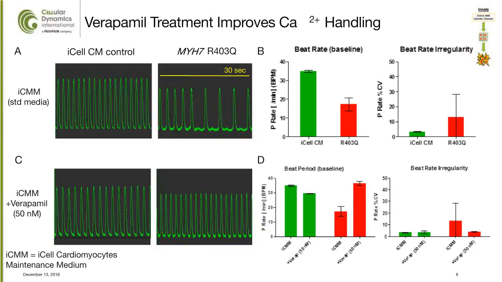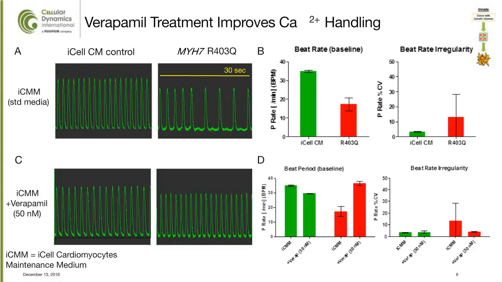Here we're using verapamil, which is another calcium channel blocker. In these experiments, we're looking at calcium handling by plating the cells in a monolayer and loading them with the calcium-sensitive dye. In panel A, I'm showing the calcium transients for the control cells. You can see the cells have stable, regular calcium transients. However, in the R403Q cells, these calcium transients are more irregular and slower, consistent with the electrical activity and the beating activity observed on the MEA as well as the impedance.